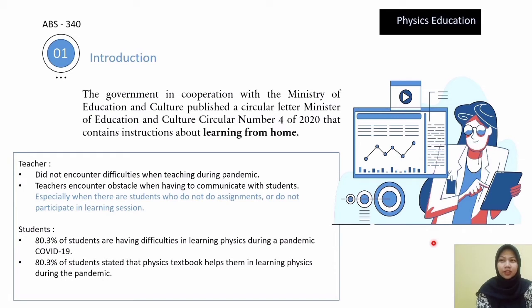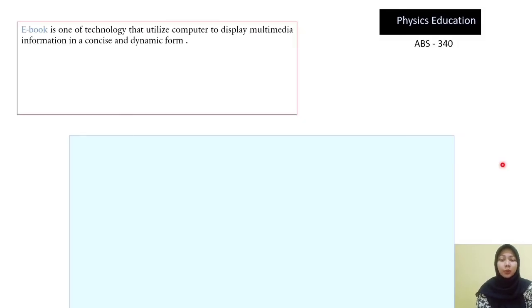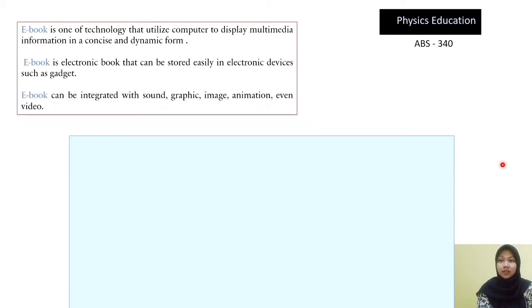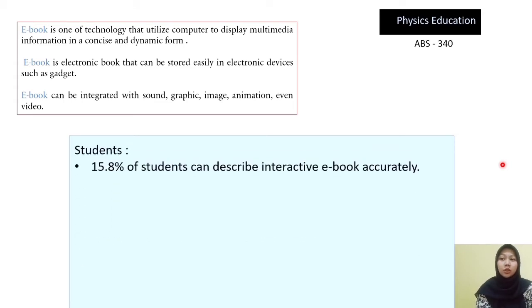What is an ebook? An ebook is a technology that utilizes computers to display multimedia information in a concise and dynamic form. An ebook is an electronic book that can be stored easily in electronic devices such as gadgets. An ebook can be integrated with sound, graphics, images, animation, even video. The questionnaire shows that 15.8% of students can describe an interactive ebook accurately.